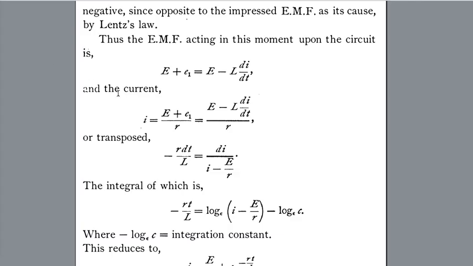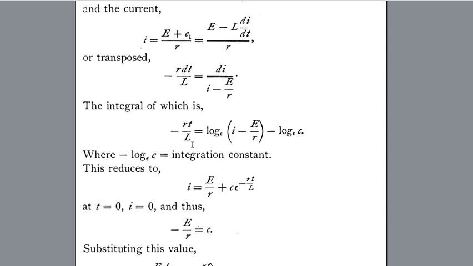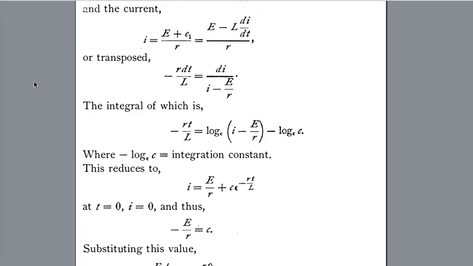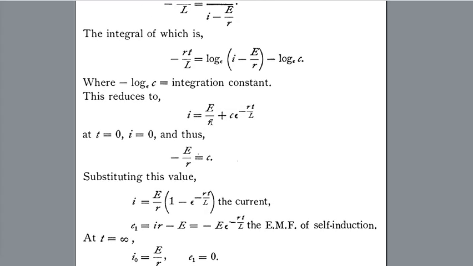Negative L divided by R times dt equals di divided by the quantity I minus E divided by R. The integral of this is negative R times t divided by L equals the natural logarithm of the quantity I minus E divided by R minus the natural logarithm of C, where the natural logarithm of C represents the integration constant. The current I is given by I equals C times e to the power of negative R times t divided by L, all plus E divided by R.